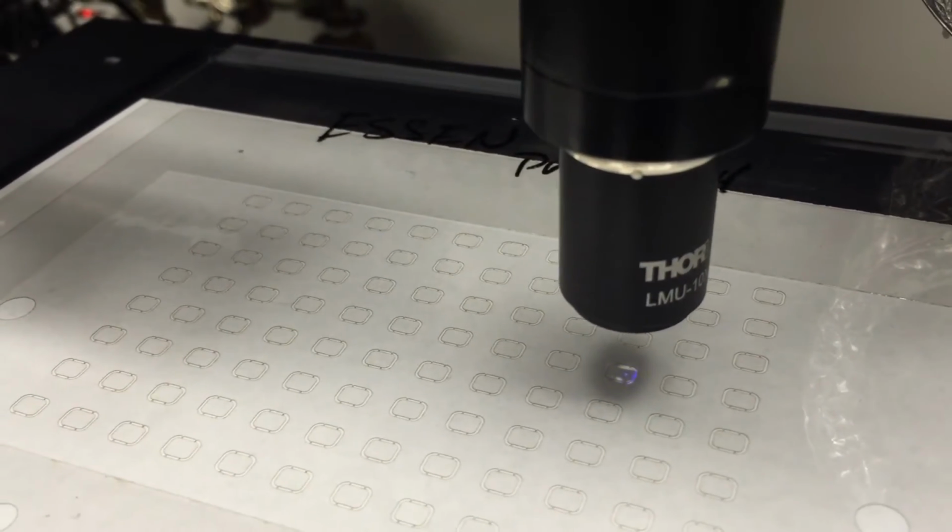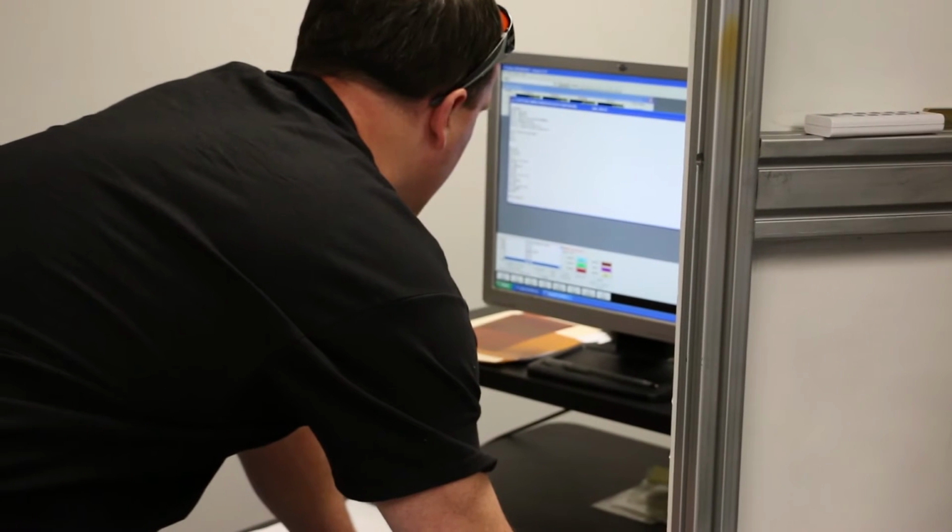One of the advantages to what we do here is all of our systems are software driven. So if a customer has a product, just an idea in their head, all we need is a simple drawing, a DXF. And we can bring that DXF to life for them, essentially.